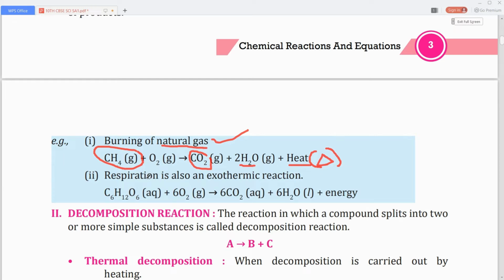Respiration: yesterday we discussed that respiration is also one of the chemical reactions. So respiration is also an exothermic reaction. C6H12O6 plus 6O2 gives 6 CO2, 6 H2O and energy.